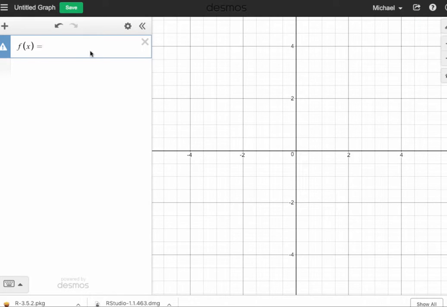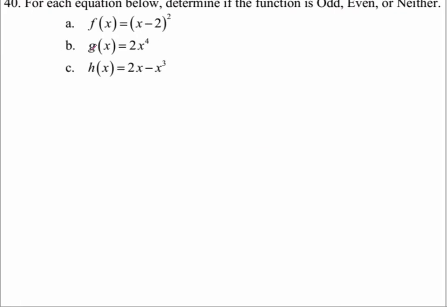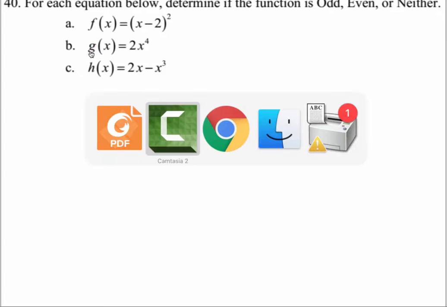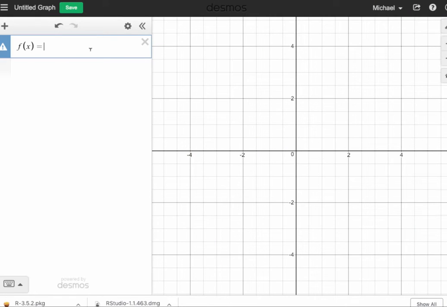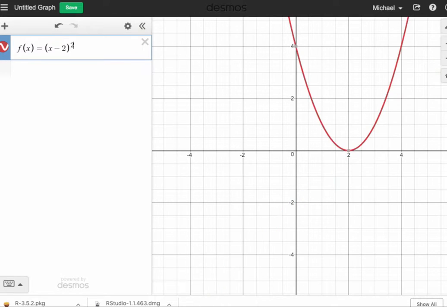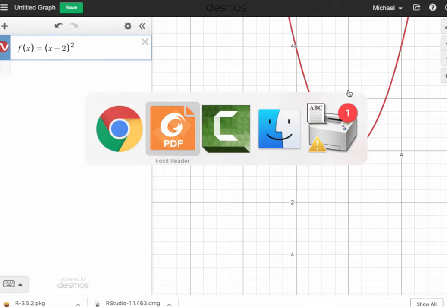So what was our first function here? That was x minus 2 quantity squared. So graph x minus 2 quantity squared, and it does exhibit symmetry. It's not symmetric to the origin; it's symmetric to the line x equals 2. And excuse me, it needs to be symmetric to the y-axis in order for it to be an even function. So that is not an even function. That's how we would check it from a graphical standpoint.